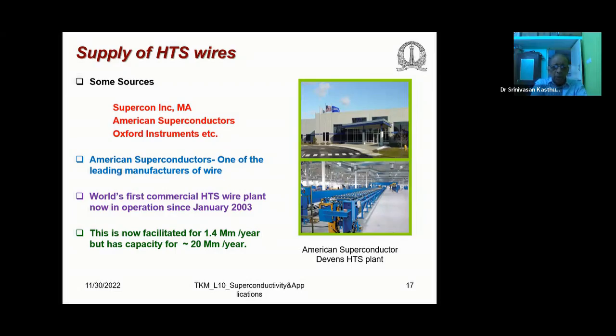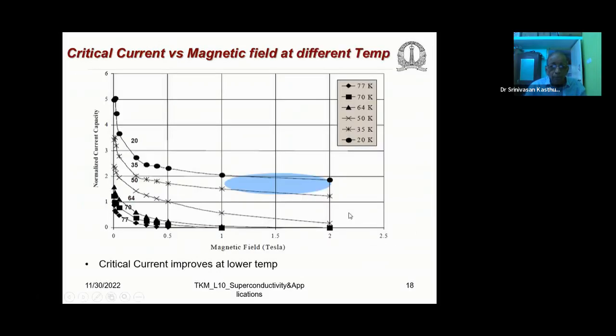Now, American Superconductors is one of the leading manufacturers of the wire, and the world's first commercial high temperature wire plant has been in operation since January 2003. It has a capacity of 1.4 million meters per year, and can scale almost up to 20 million meters per year. So one of the plants of American Superconductor is shown here.